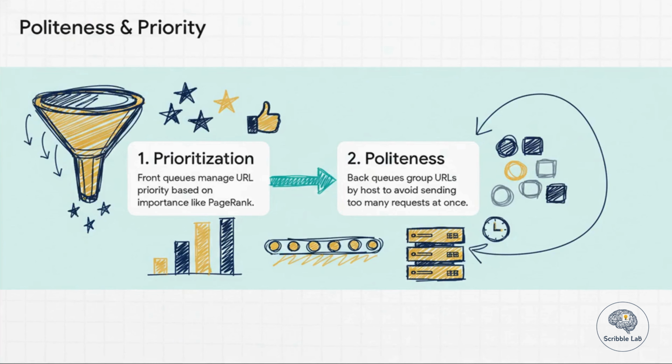Well, the URL frontier uses this really ingenious two-part strategy. First, it uses what are called front queues to prioritize some URLs over others. For example, a major news homepage is probably more important to crawl frequently than some random forum post. Then, and this is the magic part, it uses back queues to group all the URLs by their host, which is the key to solving that politeness problem.